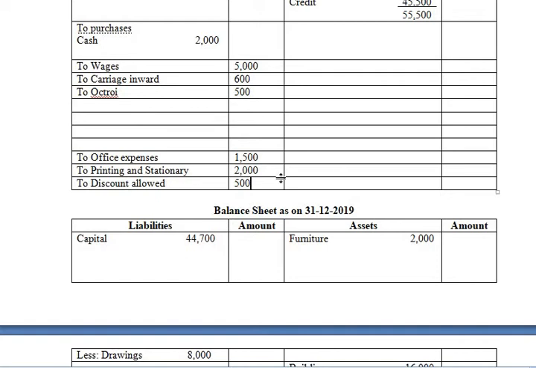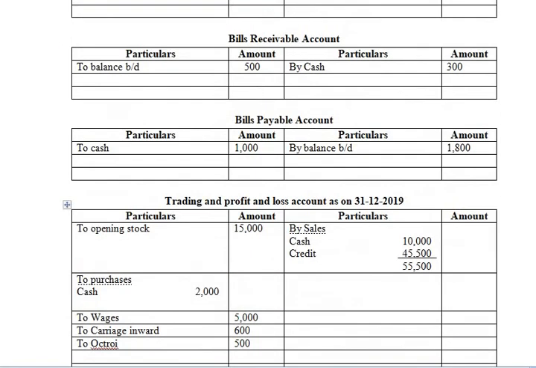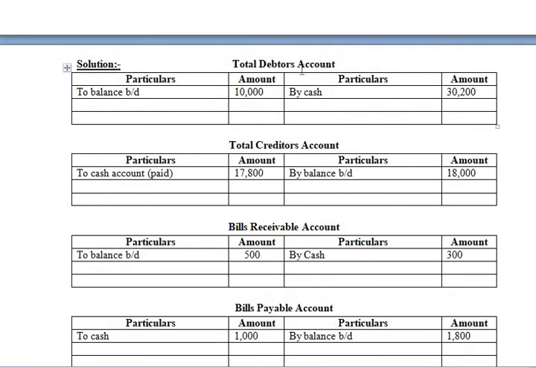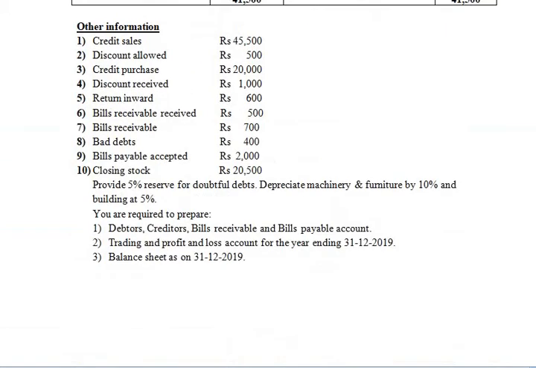Okay, one entry will be to the profit and loss account, another entry will be to the debtors account, by discount allowed, and how much is the amount? 500. Okay, next, after discount allowed, what is the other information that you have?